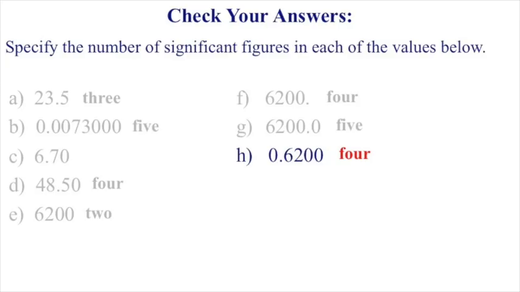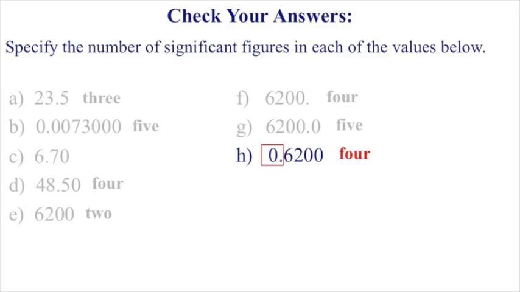In part H, the decimal point is present, so we start inspecting the number from the left and move to the right. We start counting at the first non-zero number and count every number, including zeros, after that. In this case, the 0 to the left of the decimal point is not significant. Its purpose is to draw attention to the decimal point.